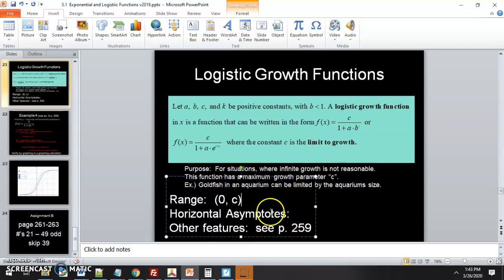All right, so the range is 0 to c. The horizontal asymptote is like the cap or the limit to the growth, and that's y equals c. And then there's other features on this page.